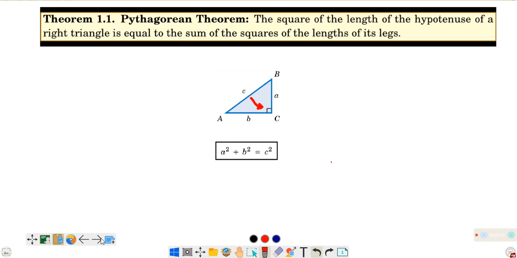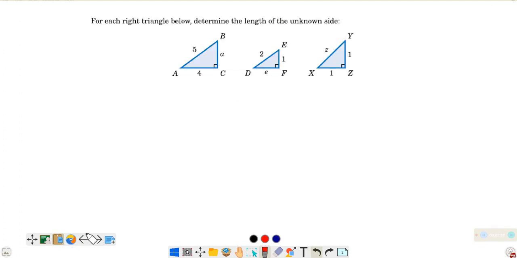To make it even clearer, let's have an example. So we have here three right triangles. So the first right triangle is right triangle A, B, and C. And using the Pythagorean theorem, we are going to find the value of its missing side. So the missing side is side A.